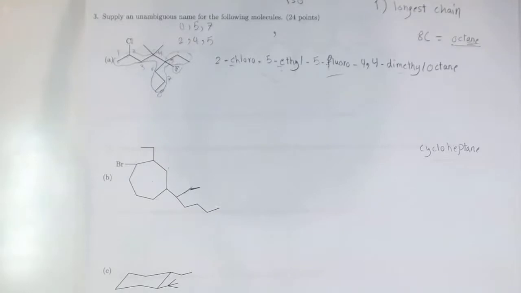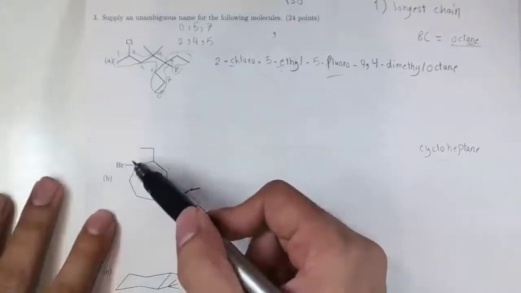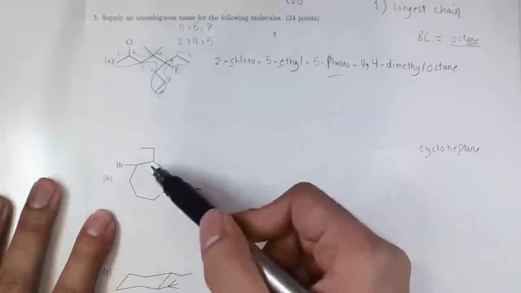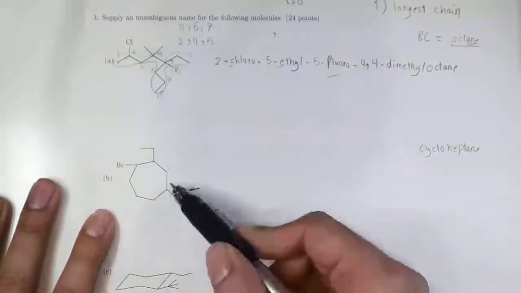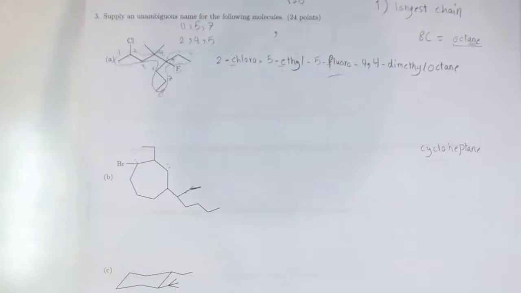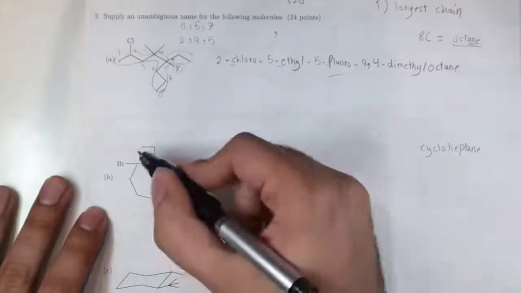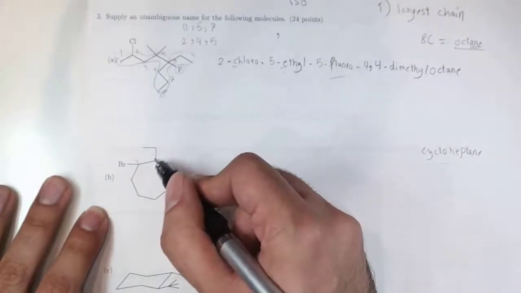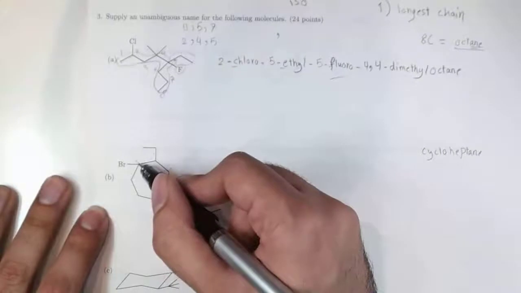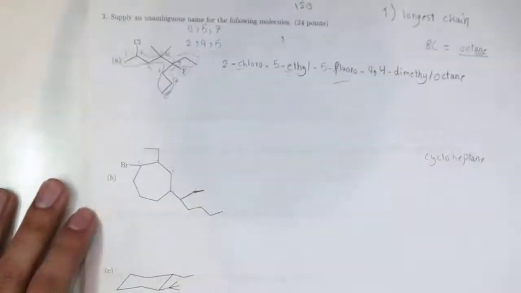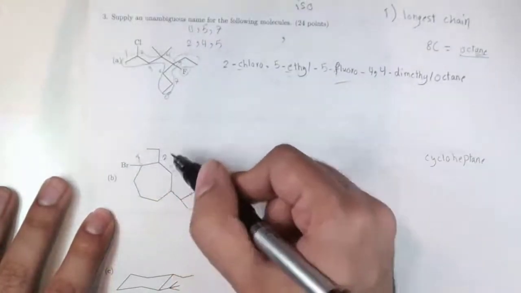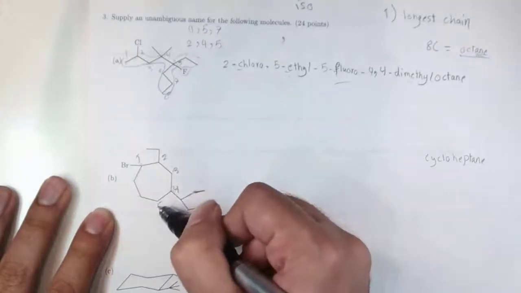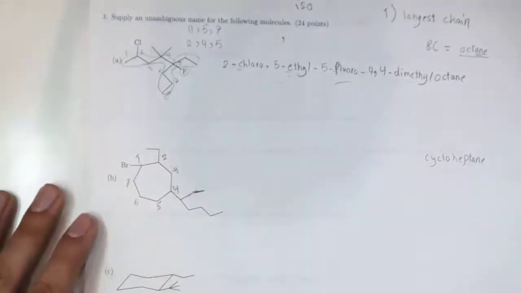Well, here you might ask, how do I start numbering? Should I say 1, 2, 3, 4, or should I say 1, 2, 3, 4, 5, and then 6? How should I number this? Well, again, the same rule applies. You want to have the lowest numbers assigned to your substituents. So if I start here, I'm going to have a lower number on this guy. If I start, for example, from here, I'm going to have 1, 2, 3, 4, 5, 6, and here I'm going to have 1, 2, 3, 4 over here. Therefore, my numbering should be 1, 2, 3, 4, 5, 6, and 7.